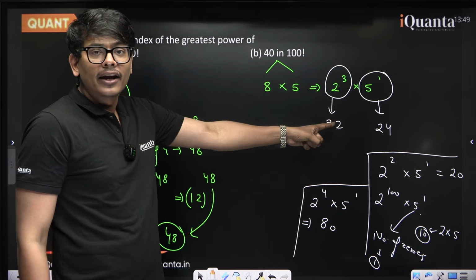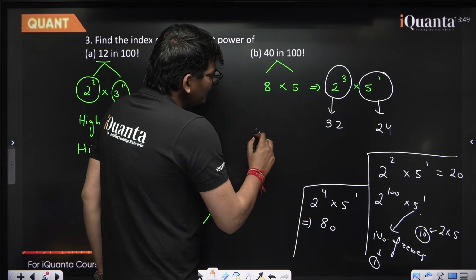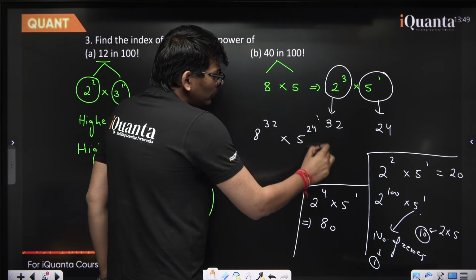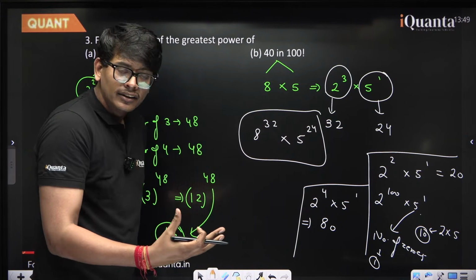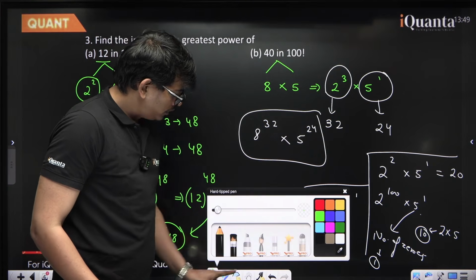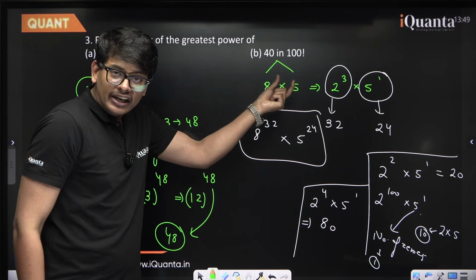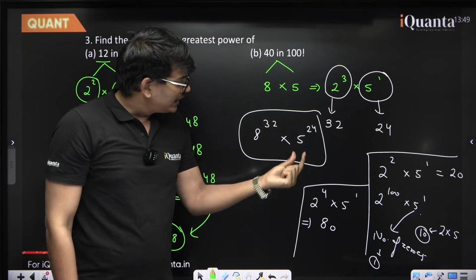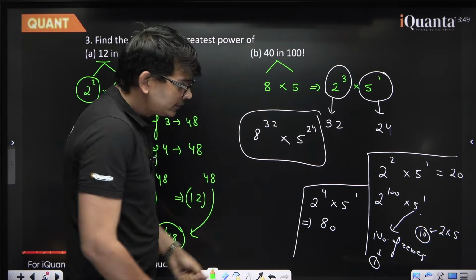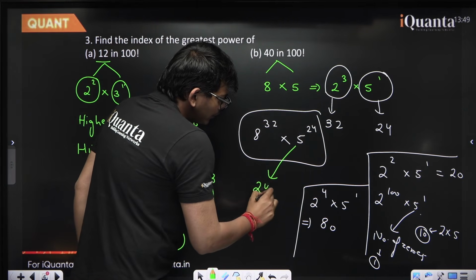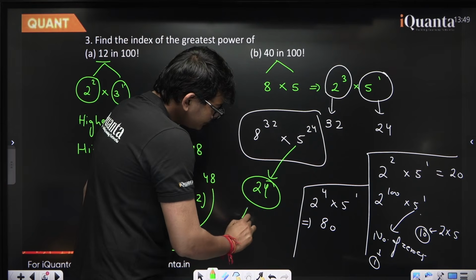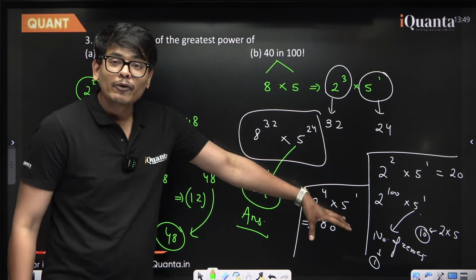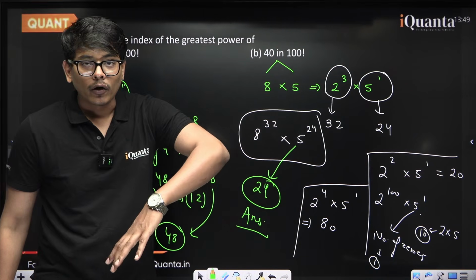Same apply here. The power of 8 is coming out as 32. Power of 5 is coming out as 24. So who will decide? Because we have to make 40. 40 is equal number of 8, equal number of 5s. Since it has less power, so it will decide. So answer for this particular question will be 24. I hope this concept is clear. And the same concept I'm going to use later also.